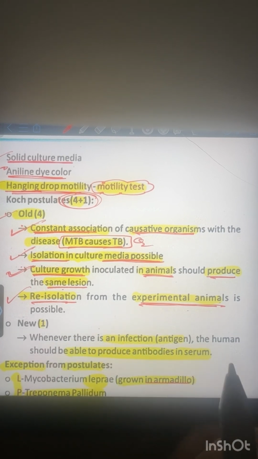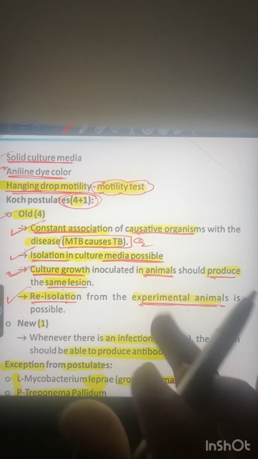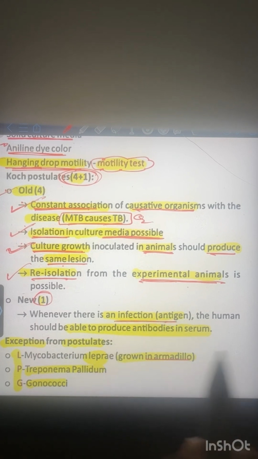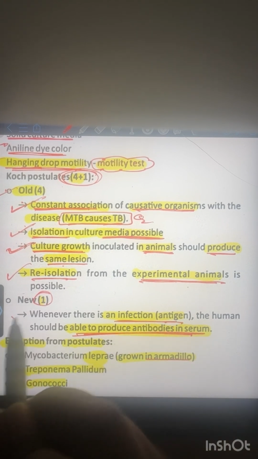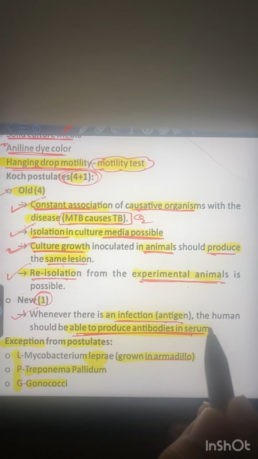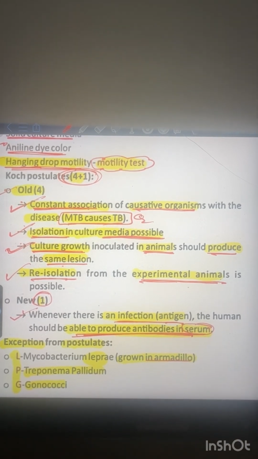But now they say there is a 5th Koch postulate that whenever there is an infection that occurs in any of us, tell me something. When we got infected, or many of us have gotten infected with streptococcus, strep throat, pharyngitis, do we develop antibodies? Yes. So this means we should be able to have antibodies in the serum. And that is the 5th Koch postulate that has been given, that whenever there is an antigen, you should be able to make antibodies against it. That makes the Koch postulates, which were given obviously by Sir Robert Koch. Let's move forward to the other scientists.